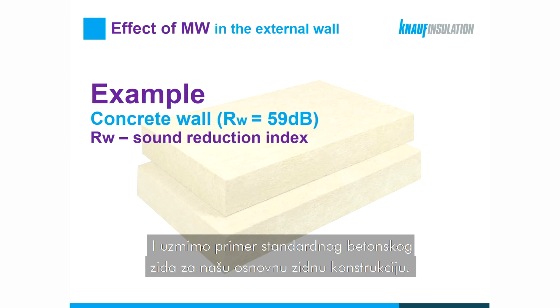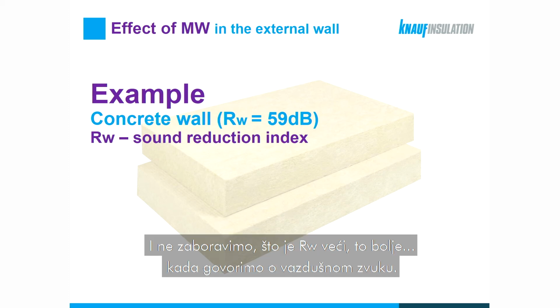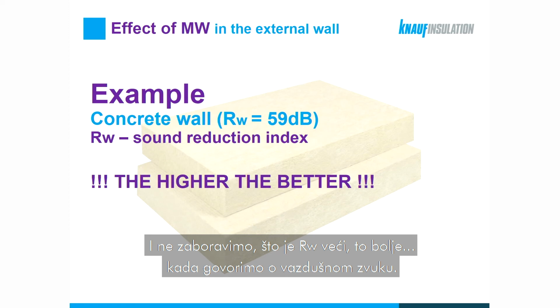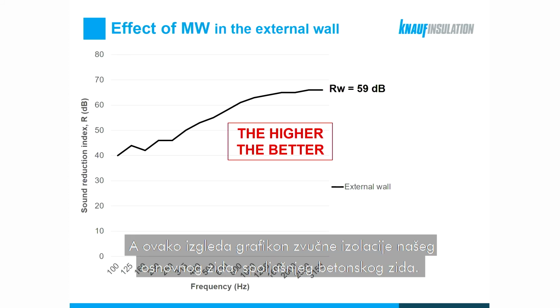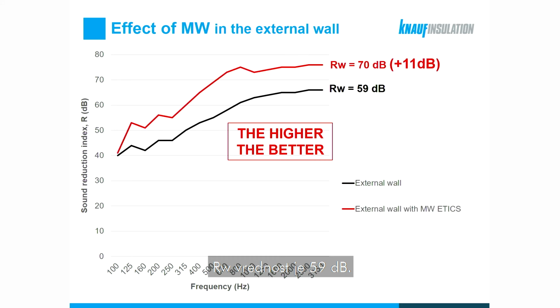For example, we have a concrete wall as our basic wall construction. The sound insulation, the RW, of such a wall amounts to 59 decibels. And let's not forget that the higher the RW is the better when we are discussing the matters of airborne sound insulation. And noise from outdoors falls into the category of airborne sound insulation. So this is how the sound insulation graph of our base wall, the external concrete wall, looks like, with the RW value of 59 decibels.